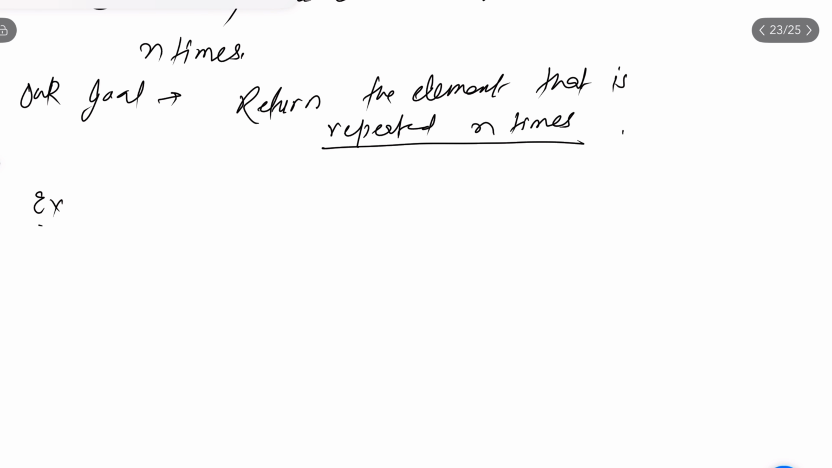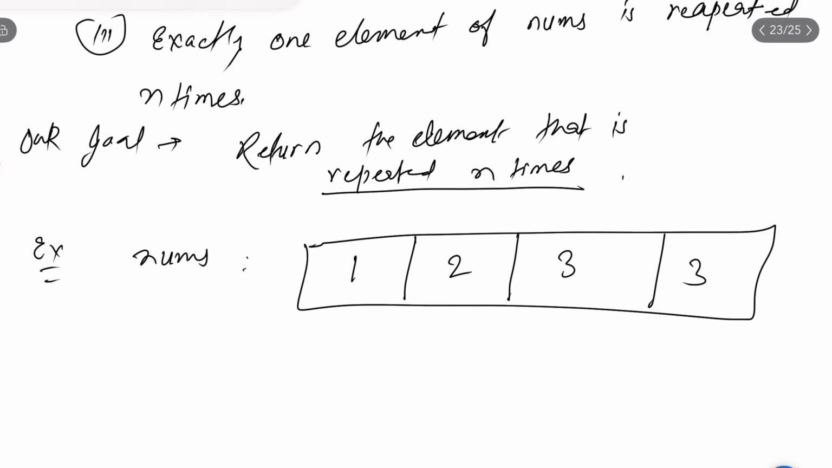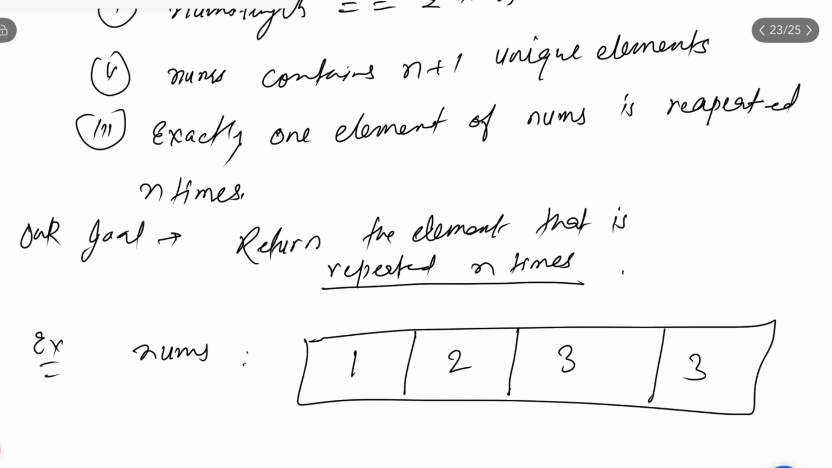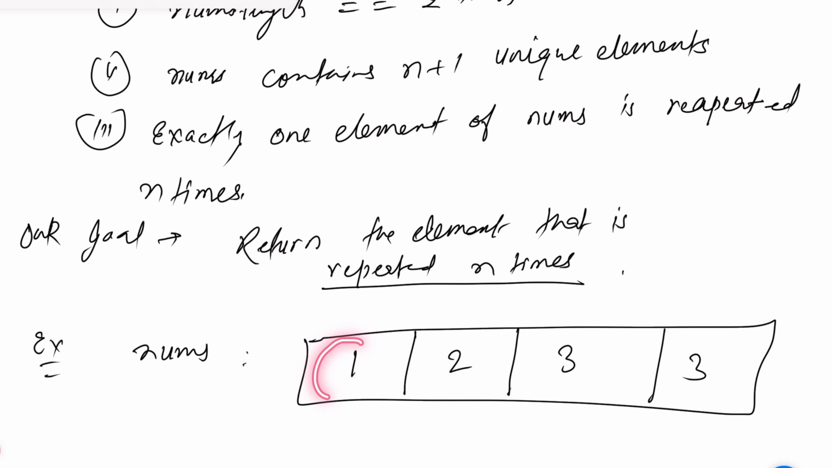So let's go through the example first. Very first, we have given nums as an array: 1, 2, 3 and 3. The question is saying that exactly one element is repeated. So 1 is repeated? No. 2 is repeated? No. 3 is repeated 2 times. So we should return 3, and that is why the output will be 3. I hope you understand till this point.